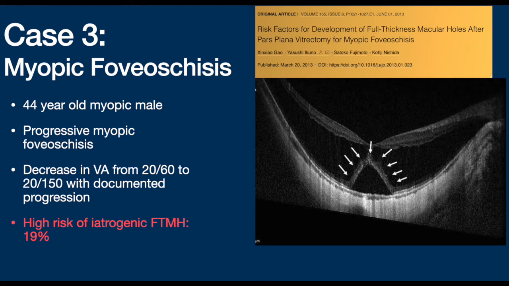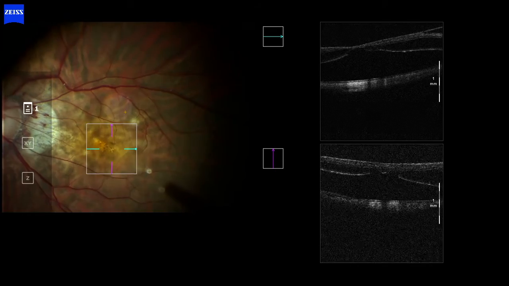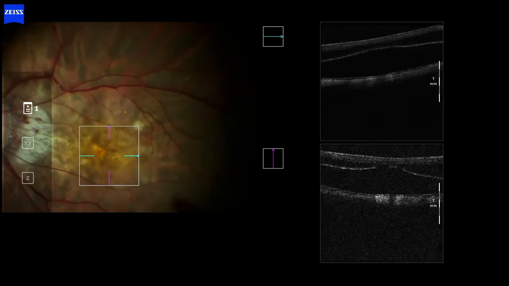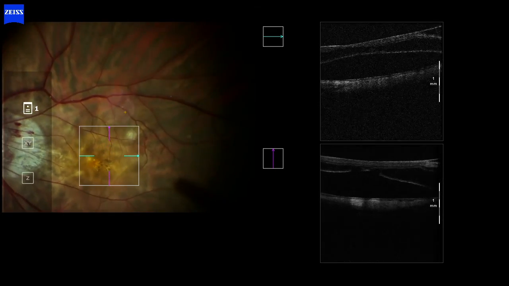Our last case is a high myope with progressive foveal schisis and decreased visual acuity, not an uncommon complication of pathological myopia. Partial vitrectomy and ILM peeling has been shown in previous work to improve visual acuity. Nevertheless, macular holes can develop during surgery. Foveal non-ILM or foveal sparing ILM peeling may reduce this risk.